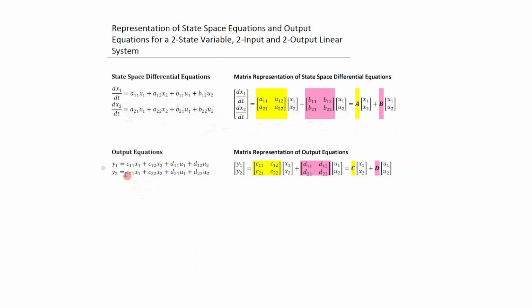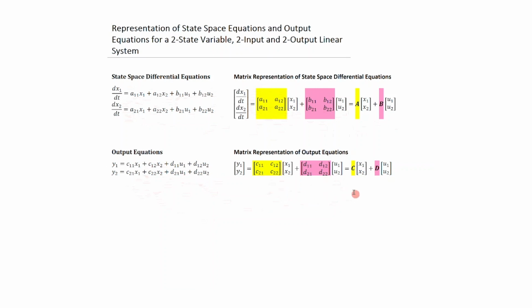Output equations in this case also are linear. State variables are linear, input variables linear. We can then represent this also in terms of matrices. So this would be the matrices involving the C terms associated with the state variables. And then we have matrices involving the D values that are associated with the input variables.